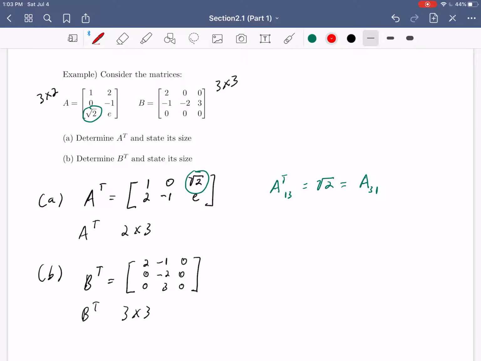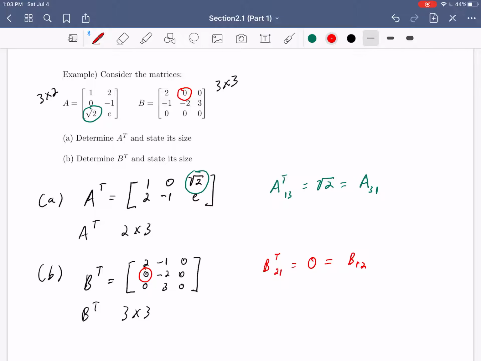We can do the same sort of confirmation. Let's just pick one for fun. Let's say B transpose at 2, 1. So the 2, 1 element of the transpose would be right here. That is supposed to be 0. And that should be the same as the B 1, 2 element, so first row, second column of the original one. And yeah, there it is.